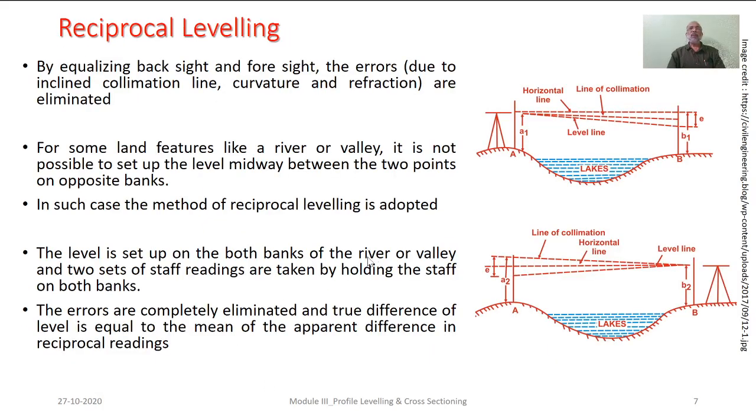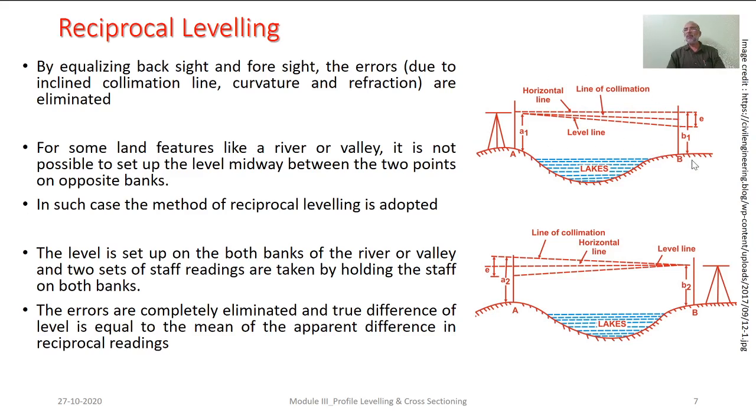Now, one more concept is reciprocal leveling. See, there could be some particular site situation. Say, for example, the way I have shown here, there is a certain water body, a lake, a river, or there could be a certain valley. Hence, we cannot set the equipment exactly midway between the two stations under consideration. So here we cannot balance the lengths of backsight and foresight. Here, what we have to do is adopt reciprocal leveling. In reciprocal leveling, we set the equipment at, say, station A, and we take the readings reciprocally on both the stations which are placed across the bank.